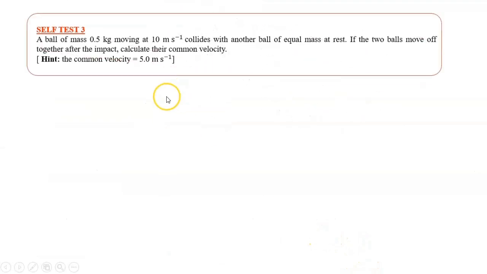We have self-test 3. Self-test 3 here says a ball of mass 0.5 kilograms moving at 10 meters per second collides with another ball of equal mass at rest. If the two balls move off together after the impact, calculate their common velocity. The hint is, if you calculate it correctly, the common velocity will be 5 meters per second.